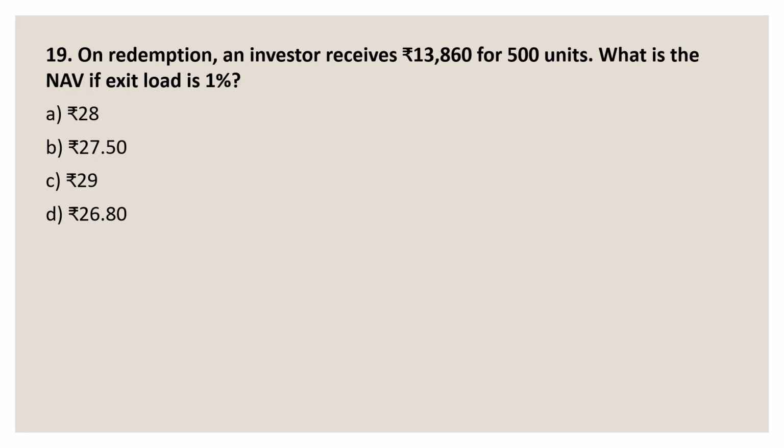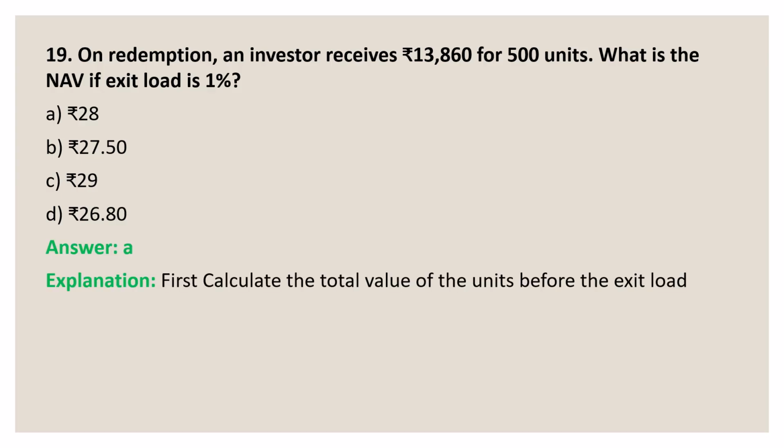Next question. On redemption, an investor receives 13,860 for 500 units. Then what is the NAV if exit load is 1%? Option A 28 rupees, option B 27.5, option C 29 and option D 26.80. Correct answer is option A 28 rupees.